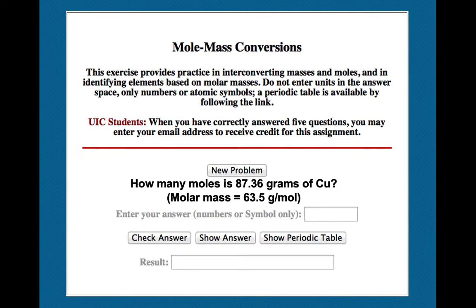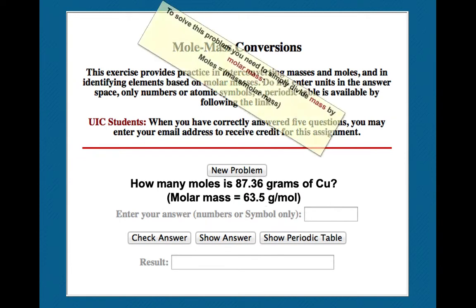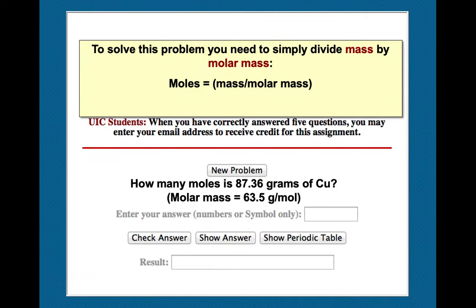But it's really simple. Here we have our mass. Here we have our molar mass. We don't know moles. But we do know something, don't we? We know mass divided by molar mass gives us moles. Told you it'd be useful. Mass divided by molar mass is moles. We take our mass, 87, divided by 63, and we get 1.38 moles.